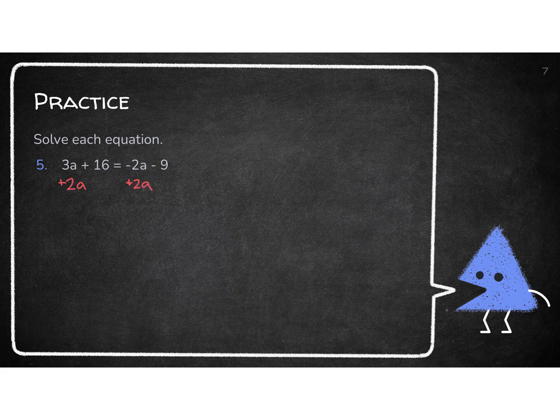So I have 3a plus 2a is going to give me 5a. I still have that plus 16. A minus 2a and a plus 2a cancel. And now I still have that minus 9 or that negative 9. So now we're going to keep solving like we know how. Minus 16. So 5a is going to equal negative 25. Get rid of multiplying, divide. So a is going to equal negative 5.